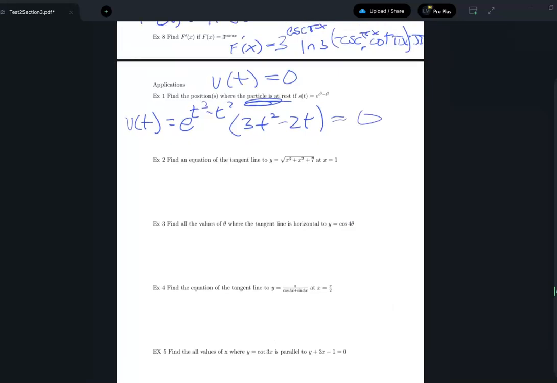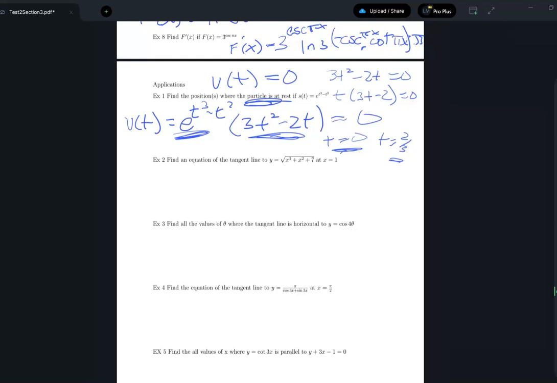Equal to 0. So now you know this never equals 0, right? E to anything never equals 0. So I only have this. So be careful. I'm going to start writing it up here. 3t squared minus 2t equals 0. Do not divide through by t because you lose an answer. So if I factor out a t, I get t times 3t minus 2 equals 0. That gives me t equals 0 and t equals 2/3. So there are 2 times that the velocity is 0.